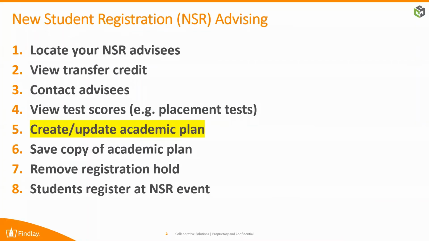Now let's talk about creating or updating your student's academic plan. This is the most important step in new student registration advising. Students will use the courses that you put on their academic plan, and they will select open sections during the new student registration event. In Workday, most programs have an academic plan template that you can use. However, they often require significant updating based on the student's individual circumstances.